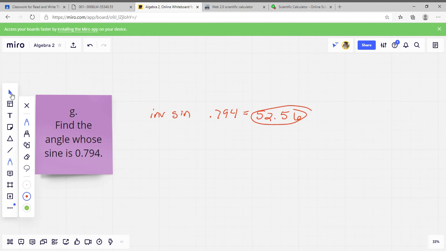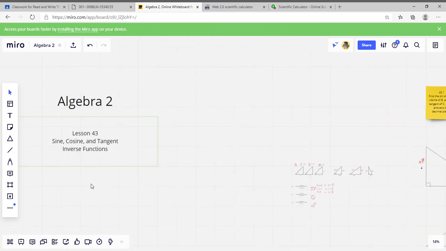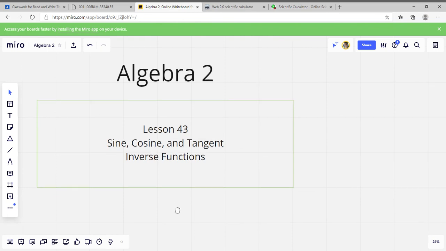All right, I hope that made sense to everybody. But that is how you do sine, cosine, and tangent, and inverse functions. All right, thanks.